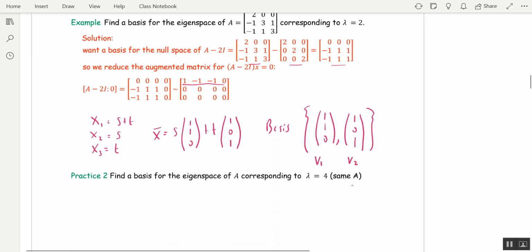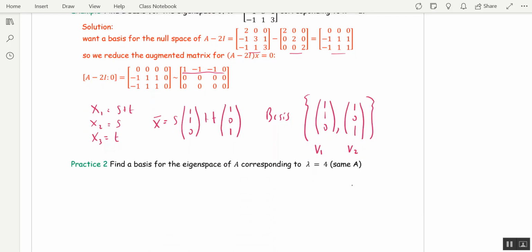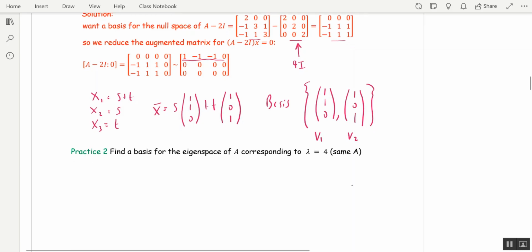Okay, pause the video and find a basis for the eigenspace of A corresponding to lambda equals 4. So you're going to do the same computation I just did, except here you're going to have 4 times the identity, not twice times the identity. I'm not going to go through the solution because it's on the last page of the lecture notes. So check your answer. You should have gotten a basis with a single vector, (0, 1, 1), and let's call that V3. Make sure you go through and you can do that.